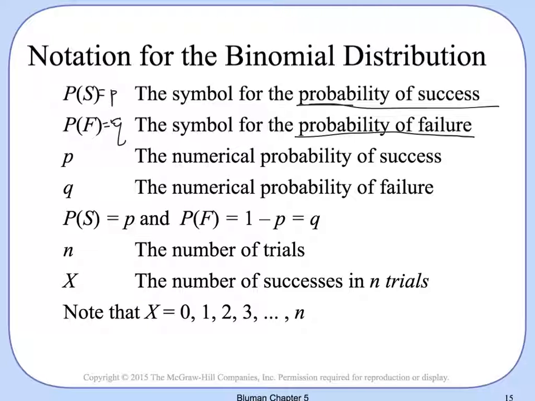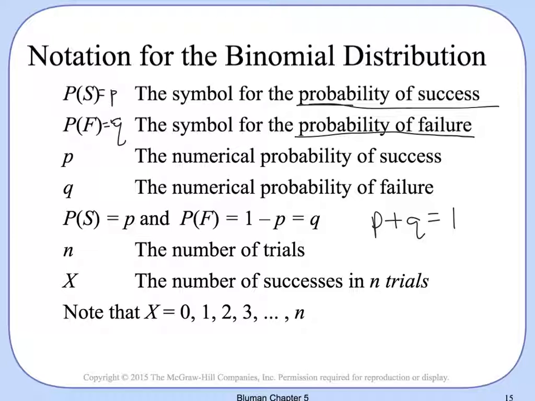Did we use p and q before in this class? No? Okay. p and q have to always add up to 1, because the probability of a success and the probability of a failure always have to add up to 1. So what you're going to notice here is the probability of a success is p, and the probability of a failure is 1 minus p, which is q. In other words, p and q have to always add up to 100%. You've got success and failure. You've got two outcomes.